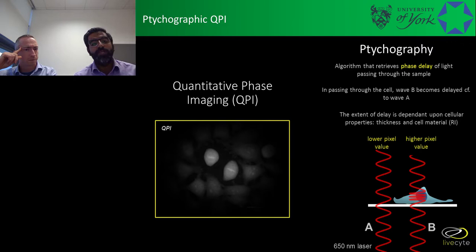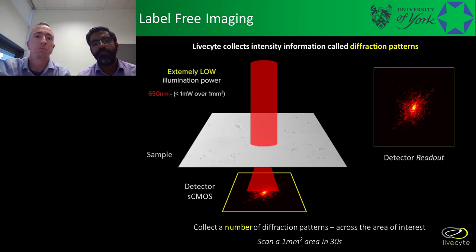What's important is that this phase delay is dependent on physical properties of the cell. Both the thickness and the refractive index can cause a phase delay. And therefore, we'll see as we go on through the seminar, we can use this phase delay to quantitate genuine metrics such as dry mass, optical volume, and thickness of the cell. Okay. So this is quite neat.